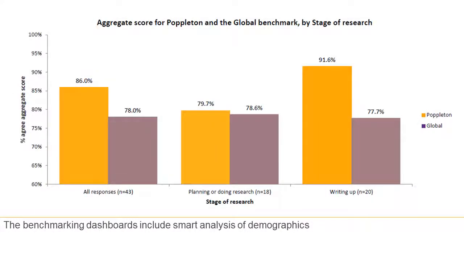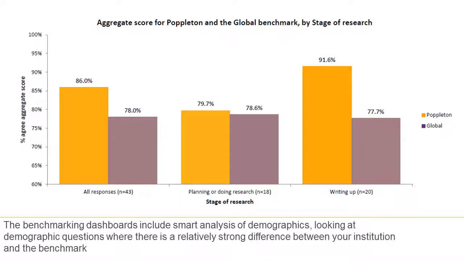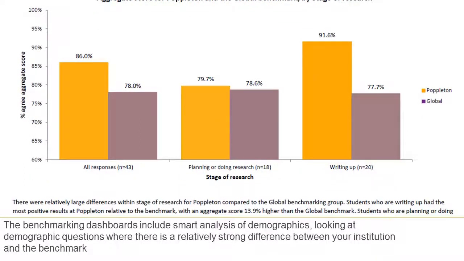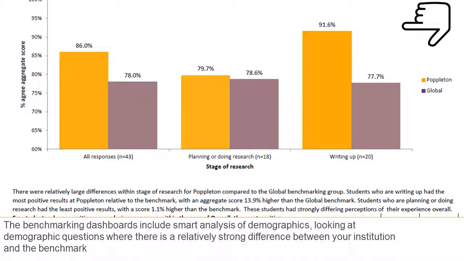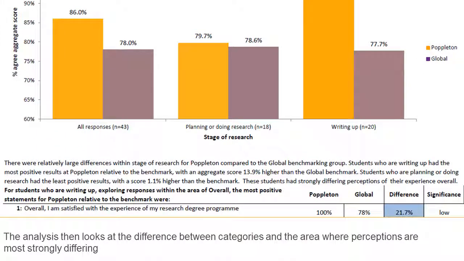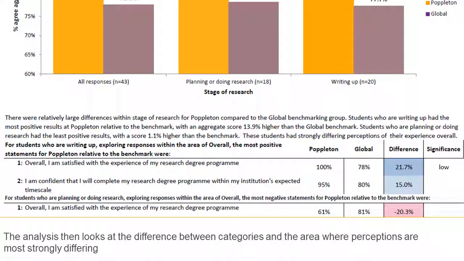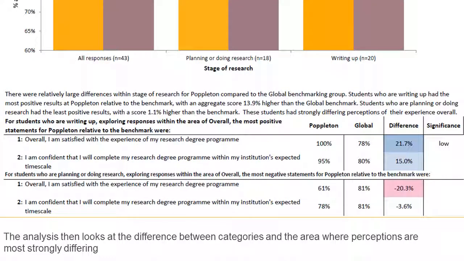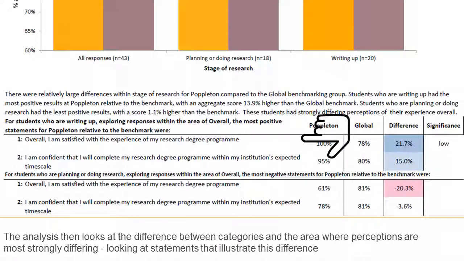The benchmarking dashboards include smart analysis of demographics, looking at the demographic questions where there are relatively strong differences between your institutions and the benchmark. The analysis then looks at the difference between categories and the area where perceptions are most strongly differing. Here it's overall. And then looks at statements that illustrate this difference.